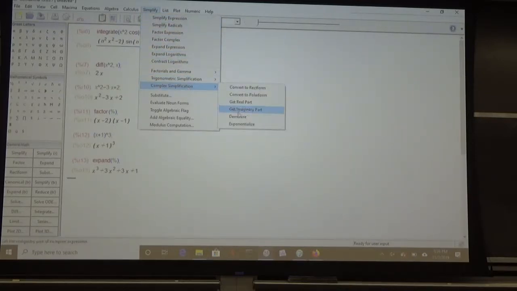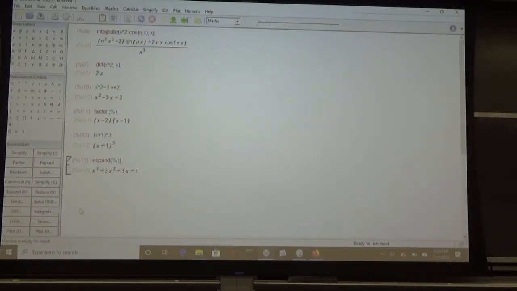If you have something in terms of sines and cosines, you can exponentialize it, convert from sines and cosines into e's, and you can demoivre it to get it back into sines and cosines if you have it in terms of exponentials. Yeah, so that's pretty much most of it.